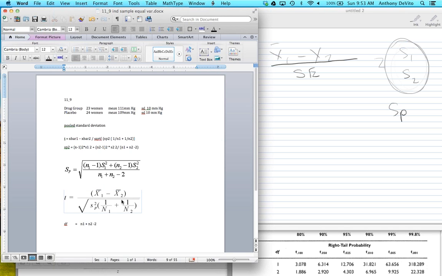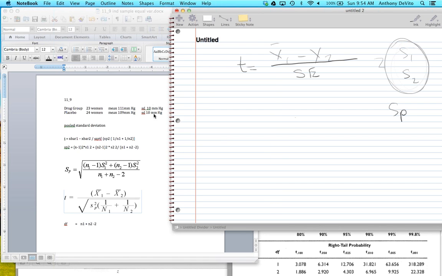X bar 1 minus x bar 2 is going to be 111 minus 110 is going to be 2, divided by the square root of the pooled standard deviation, which I know is going to come out to be 10 just because they're both the same. That, again, is a very unusual situation. So my t is going to be equal to 111 minus 109 over the square root of my pooled standard deviation, 10 squared is 100, times 1 over 23 plus 1 over 24. Okay, so what's that going to be equal to?